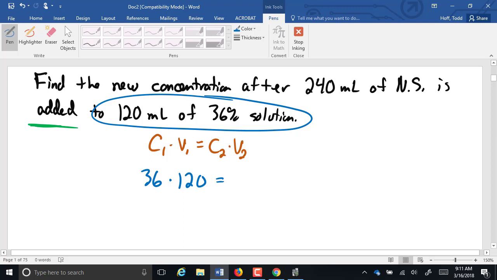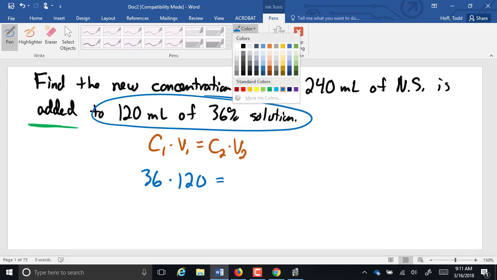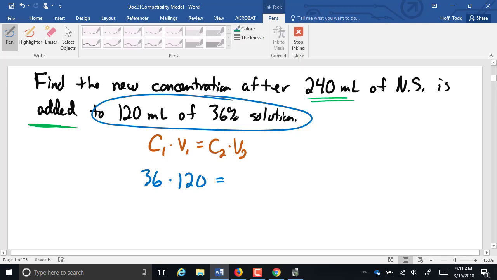On the other side, what do I know? The answer is not the 240 milliliters. It's 240 milliliters plus 120 milliliters. So that means we have a new volume of 360 milliliters over there. So C2 times 360.